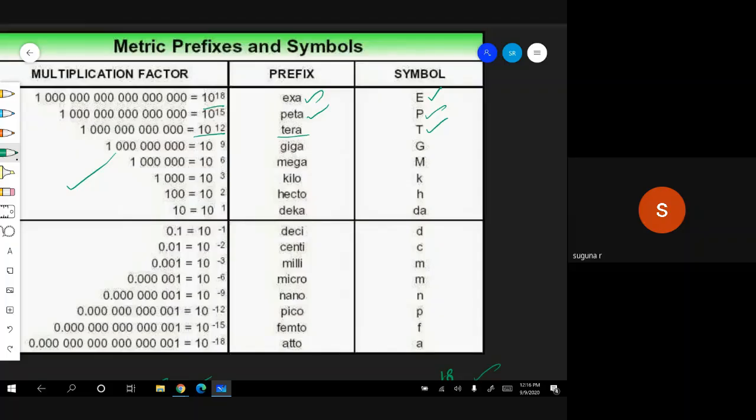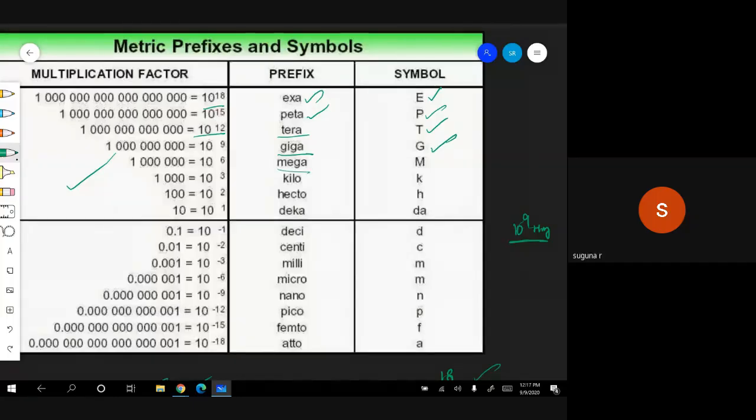The next one, giga. Giga means capital G. Giga we are very commonly using: gigabyte, terabyte. People are using now. Gigahertz. What is hertz? Ma'am, unit of frequency, SI unit. Gigahertz means 10 power 9 hertz. These are all very, very common units in communication. Okay.